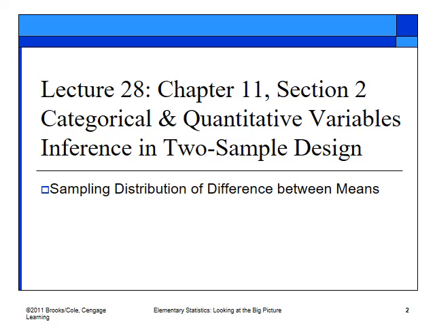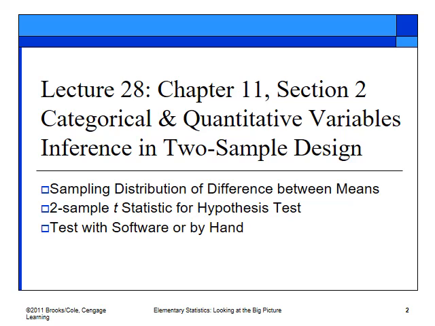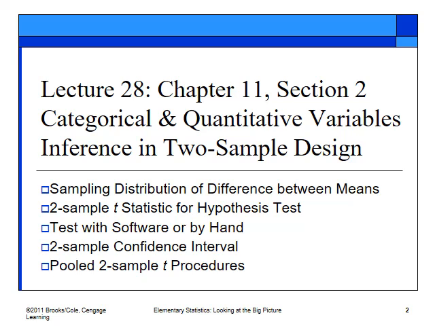We'll talk about the sampling distribution of the difference between means. We'll use the two-sample t-statistic to perform hypothesis tests. We'll perform the test using software and by hand. We'll construct two-sample confidence intervals, and we'll look at the procedure when our samples are pooled.